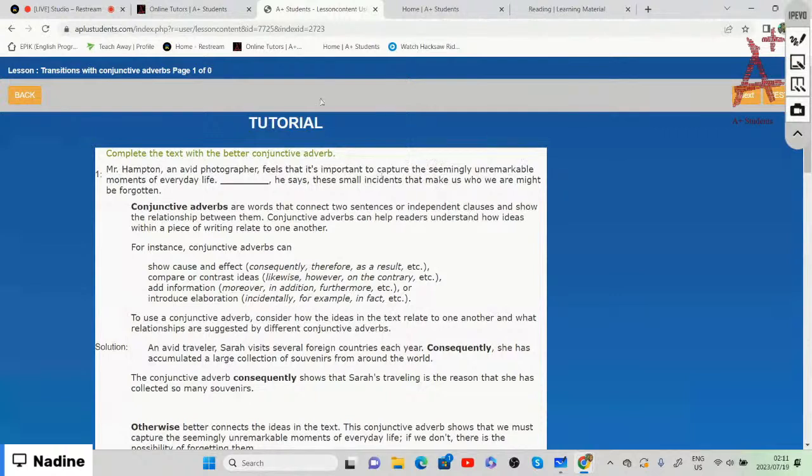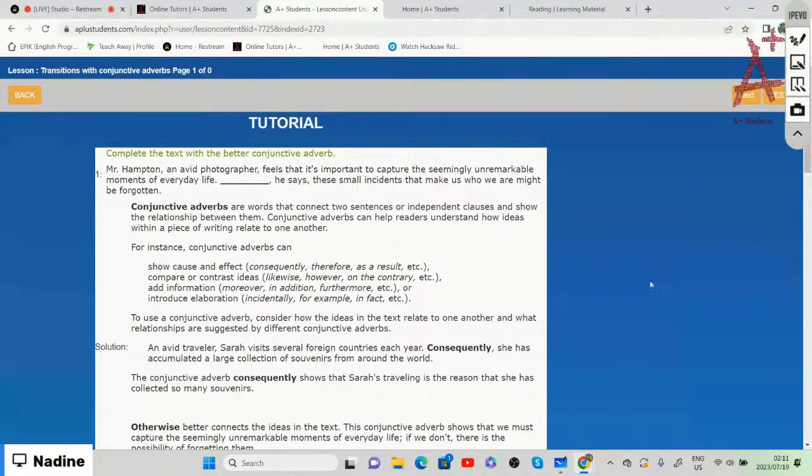However, if you use conjunctive adverbs, then you need to consider how these ideas within the text relate to one another. You need to know what relationships are being suggested by different conjunctive adverbs. So it's not just you having a run-on sentence all the time, right? There needs to be a relationship between these two sentences in order for you to want to join them, or to join the independent clauses, in order to show the relationship between them.